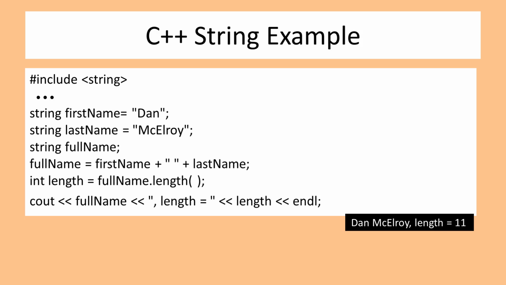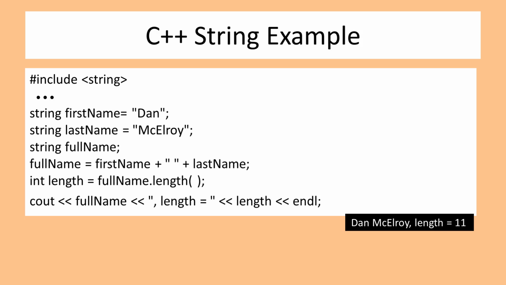Here is an example. At the top, I need to include string. So string first name equals Dan. What that's going to do is take a C string and convert it into a C++ string and store it in first name. So first name is the name of our object. String is really the class name, but first name is the object that I am creating here in my program. So last name equals McElroy, string full name. So I can say full name equals first name plus double quote space double quote plus last name.